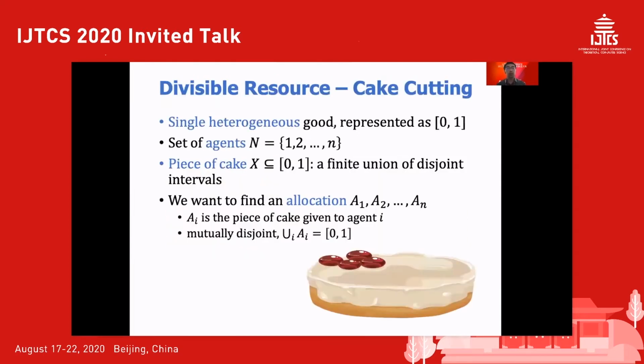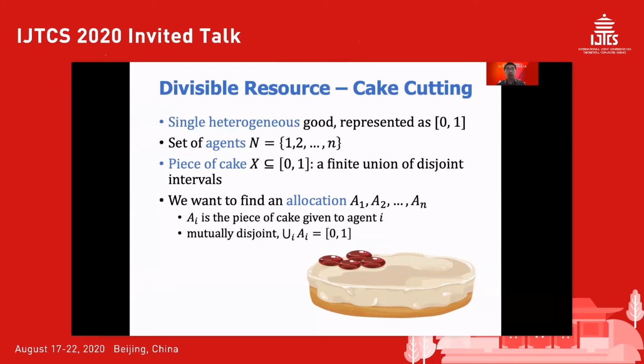So we want to start from divisible resource allocation. There are many different models in this setting. I want to focus on a very simple, classic, and abstract model known as cake cutting. In the cake cutting problem, we want to divide a single heterogeneous good, also called a cake, among a set of n agents. We represent this cake mathematically as an interval between 0 and 1. The idea is, first, this resource is one-dimensional, and second, because it is heterogeneous, different parts of the cake may have different values to different agents.